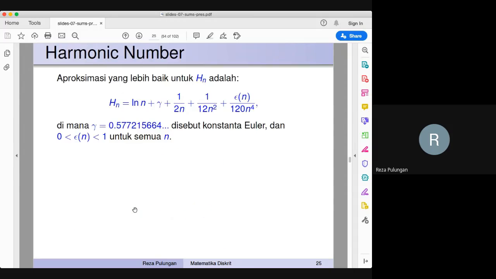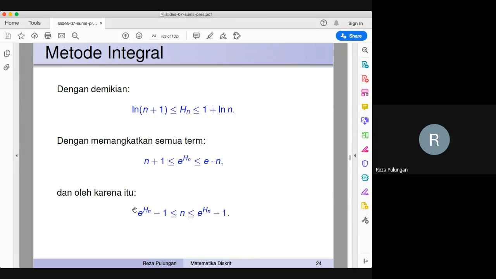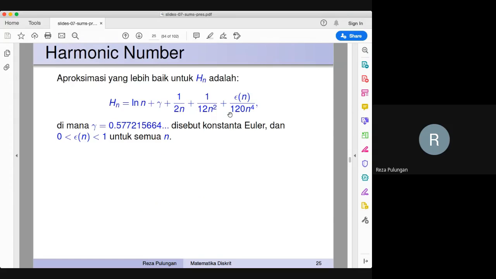So this is the final result. What we know so far is that H_n, the harmonic number, which is the one that we want to find out, is less than or equal to 1 plus the natural logarithm of n. This is by using the integral method, we know this. But actually, there is a more exact approximation, and this is given by this.